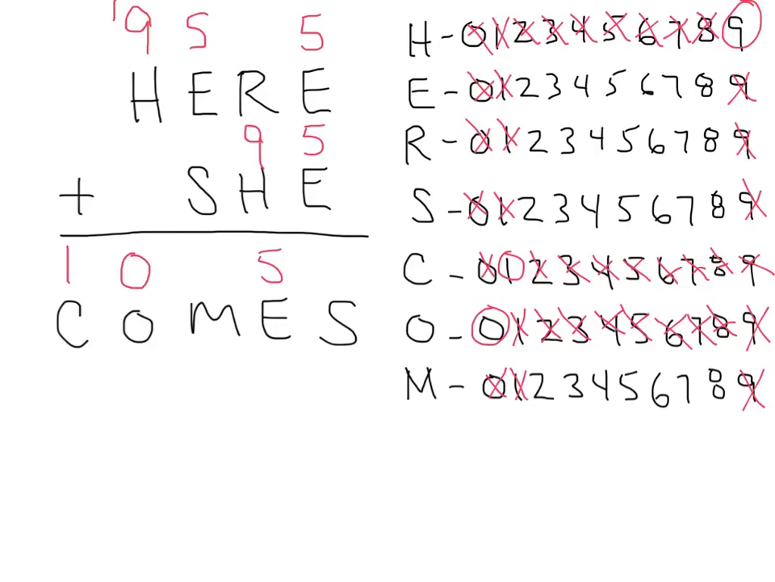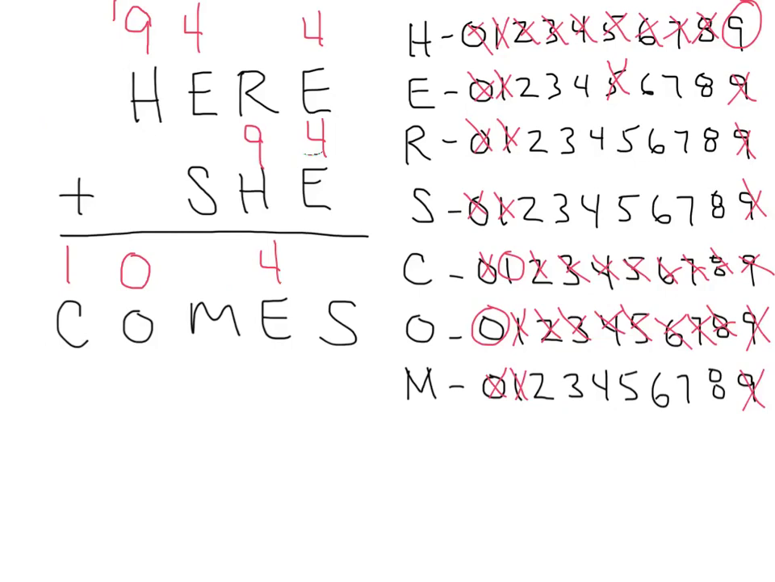So let me get my eraser out. E's not 5, I know that. Okay, so over on my chart over here, I know that E can't be 5. Eliminate that possibility. Okay, let's try 4. Maybe E is 4. That's worth a try.